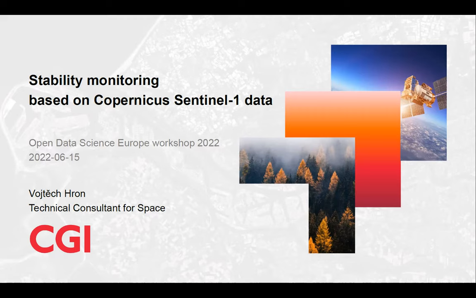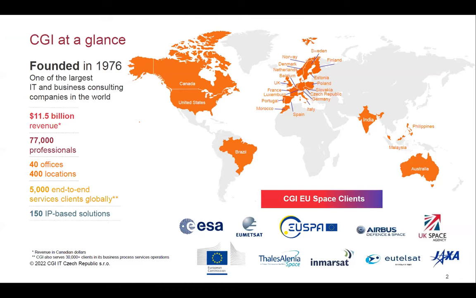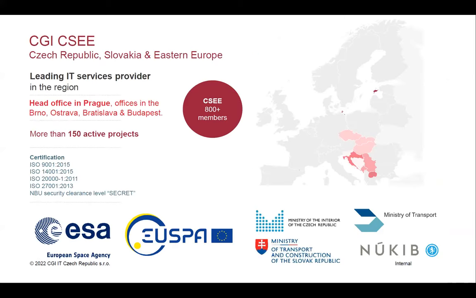So maybe for the beginning, I'm quite used to the situation that people don't know my company. So firstly, I will just shortly tell you that CGI is quite a big IT company operating worldwide, and it has many offices in Europe, especially in West European countries, and here in Czech Republic it also has 3 offices in Prague, Brno, and Ostrava, and also one in Bratislava and in Budapest. As you can see, approximately 800, I'd say, IT gurus are working in Prague mostly, and in Brno.